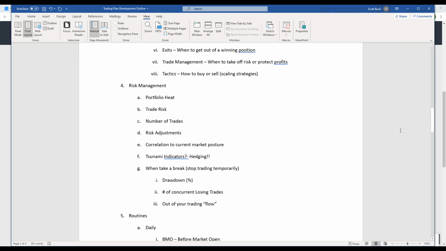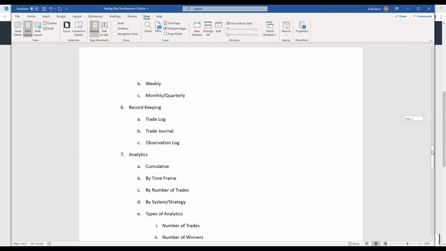So, okay, that's 2 more sections down. We've got just a few more to go.